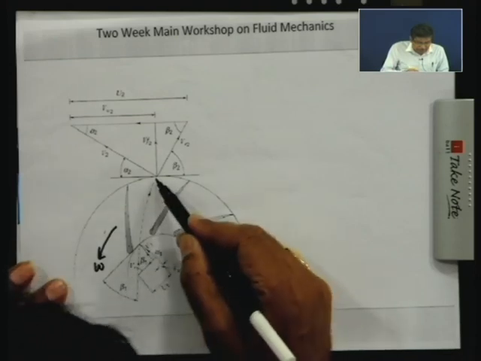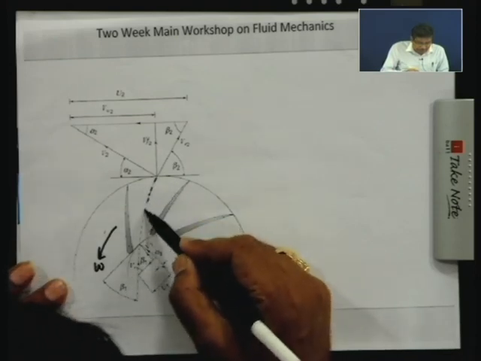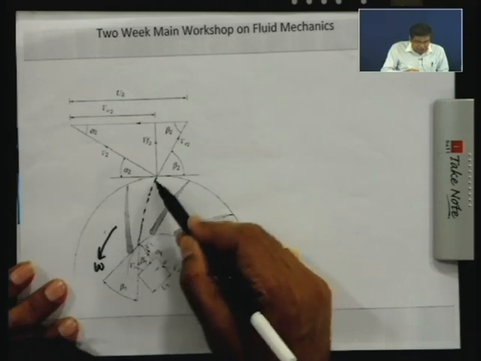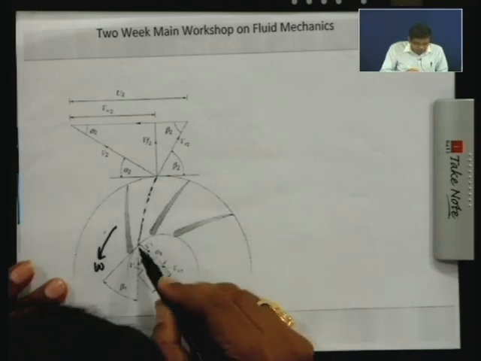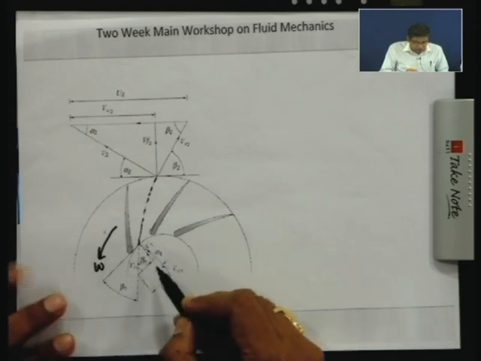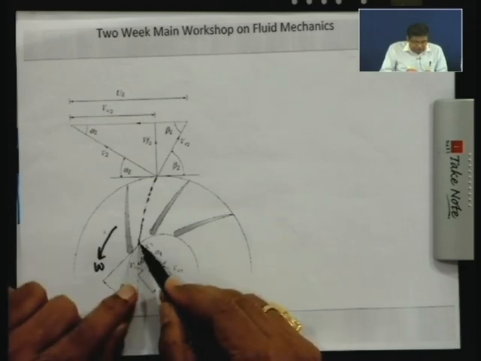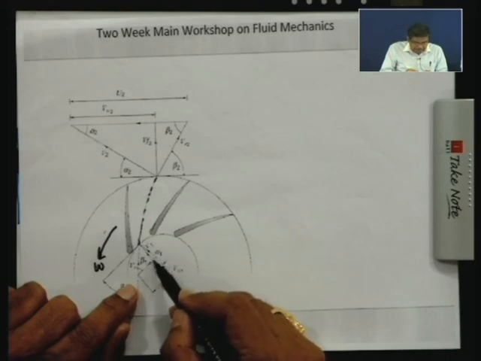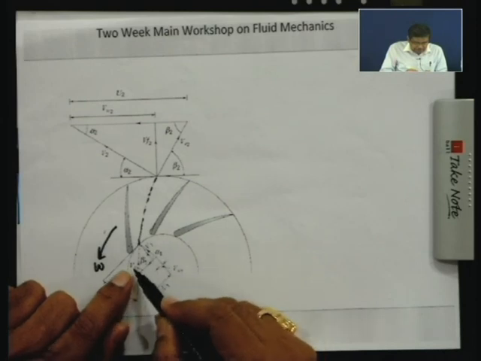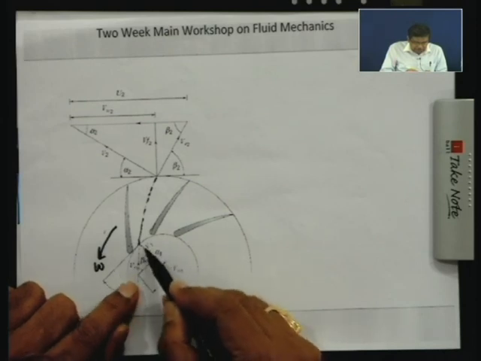We take a middle line here, which is parallel to the curvature; this is the representation of the impeller vane. At the inlet the velocity diagram is like this, because the fluid flows in such a way that it has a very low whirling component of velocity. This is the inlet velocity diagram, this is VR1, this is the absolute velocity V1.